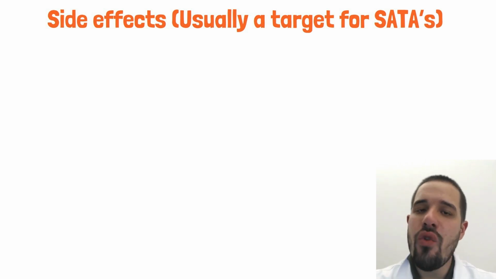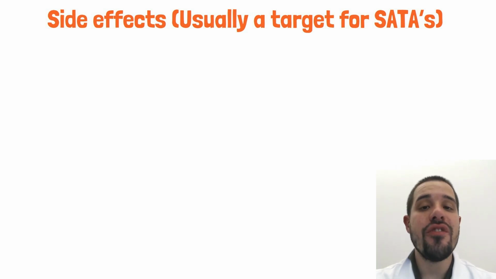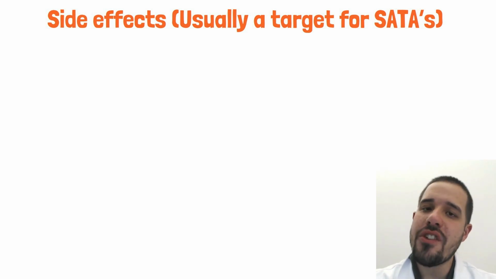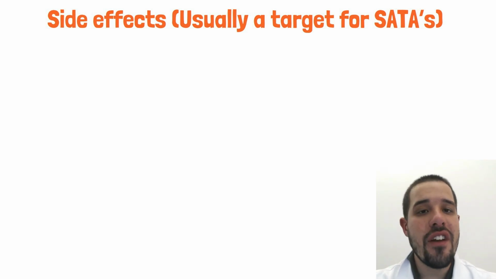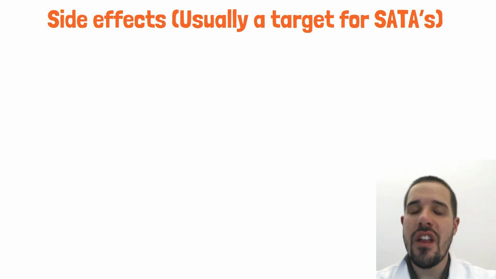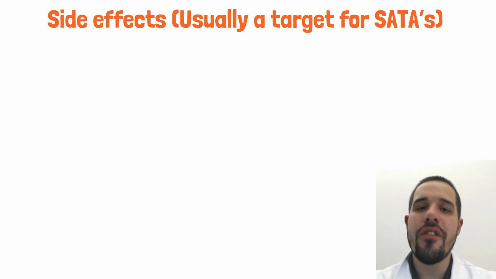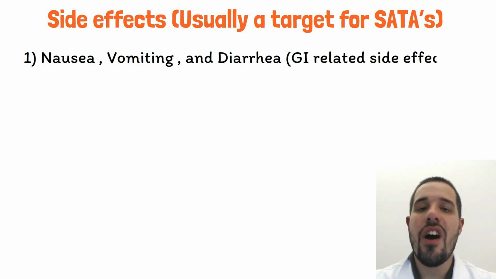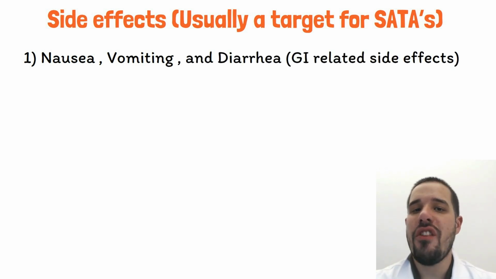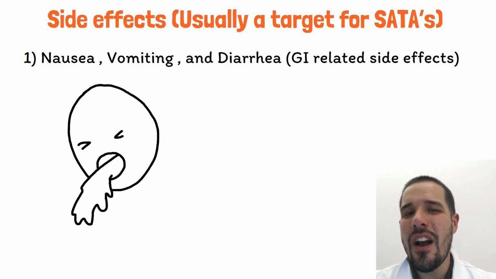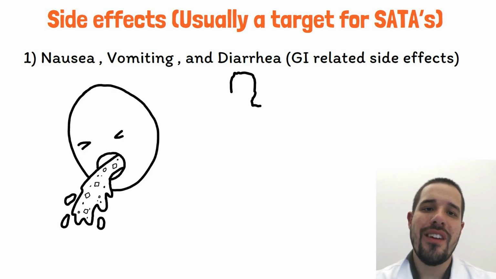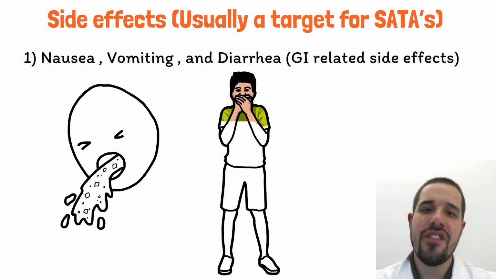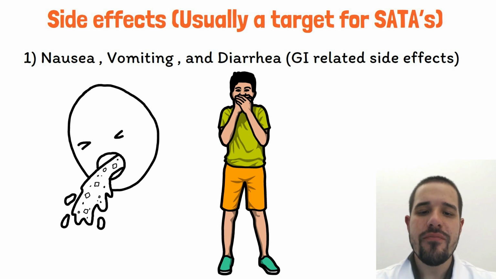Side effects. We always target side effects because side effects are usually a target for select-all-that-apply questions. So make sure you're able to identify specific side effects and how they differ from other antibiotic classes. Your macrolide antibiotics cause, firstly, nausea, vomiting, and diarrhea. I combine these into one number because most antibiotics cause GI effects such as nausea, vomiting, and diarrhea.